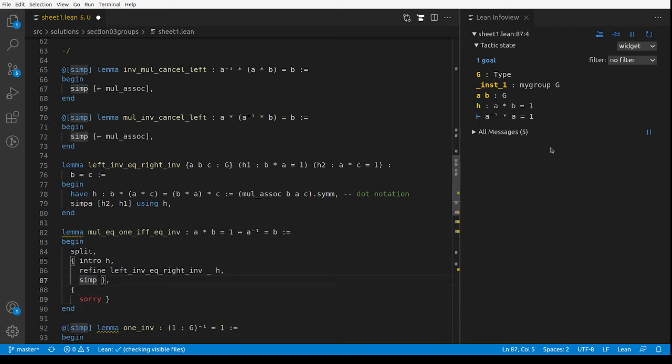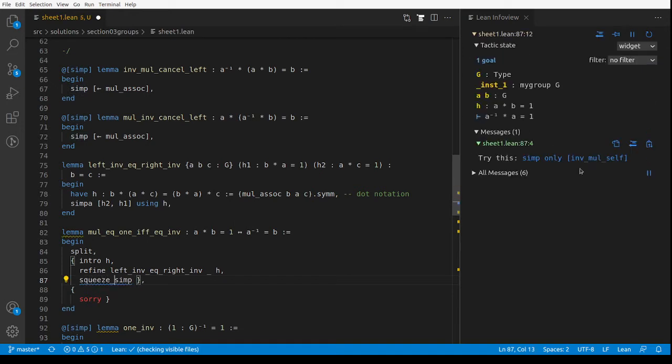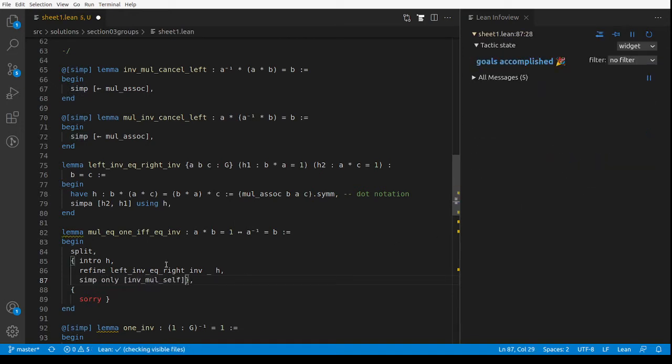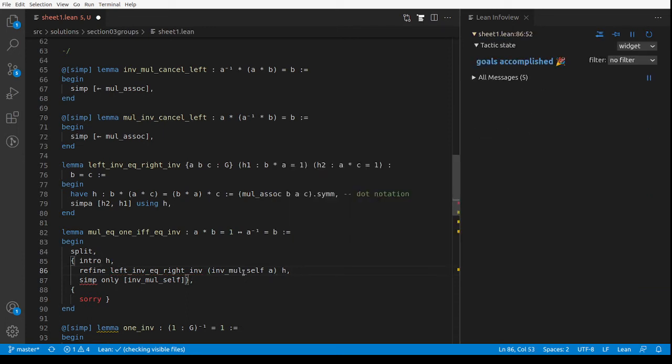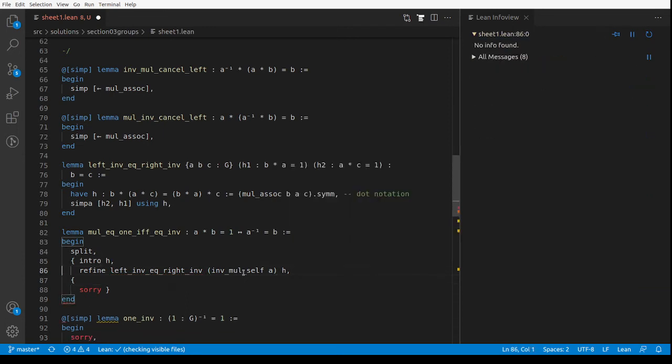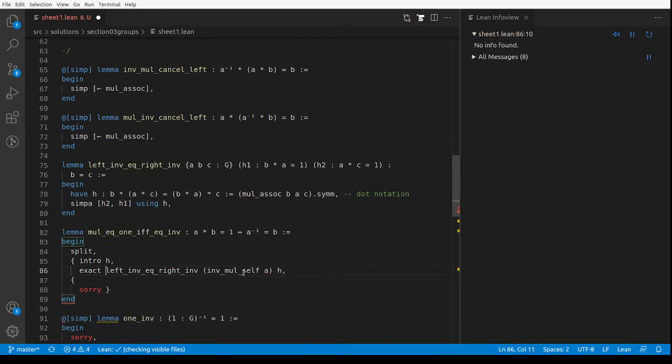I guess another way of doing it, if we put squeeze simp here, it will remind us that the name of that axiom is inv mul self. So we could have just put inv mul self A there, I think. There we go, that works as well. And in fact, that's now shorter, isn't it? So this could be exact this.